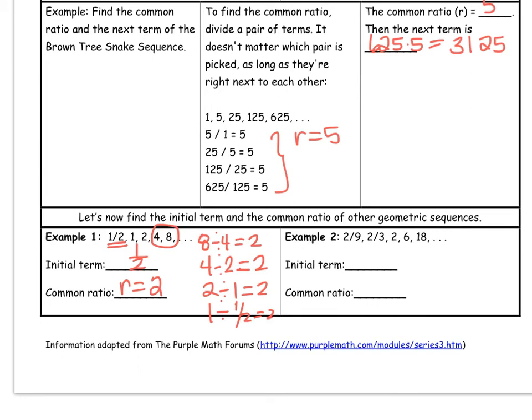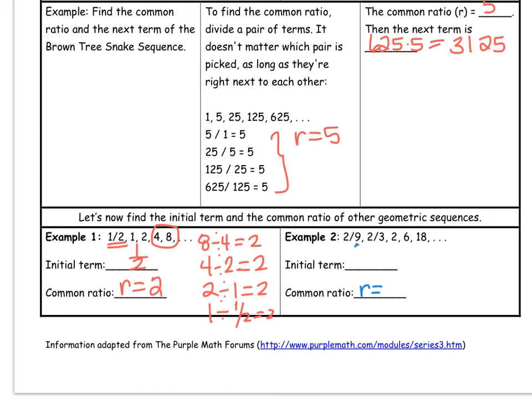So to get from one term to the next, to get from 1/2 to 1, we multiply by 2. 1 times 2 is 2. 2 times 2 is 4. 4 times 2 is 8. So the next term in our sequence would be 16, then 32, then 64, and so on. So go ahead and try example 2. Write down the initial term, and then what is the common ratio. And then you might want to pause the video at this point to see if you got it right.